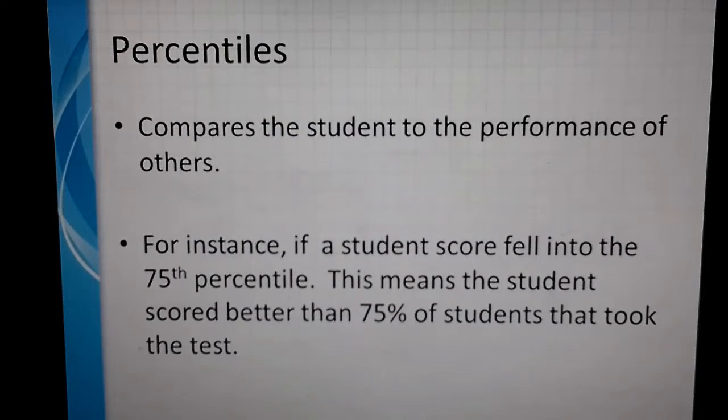Percentiles are a way to compare the student to the performance of other students taking the exact same test. For instance, if a student's score fell into the 75th percentile, this means that the student scored better than 75% of the students that took the exact same test. Conversely, this means that about 25% of the students scored better than this particular student.